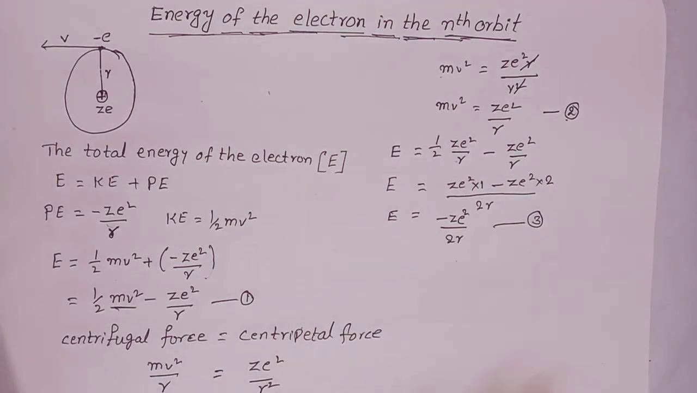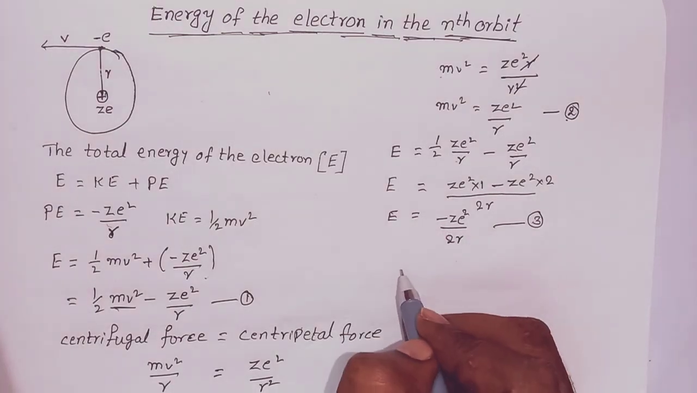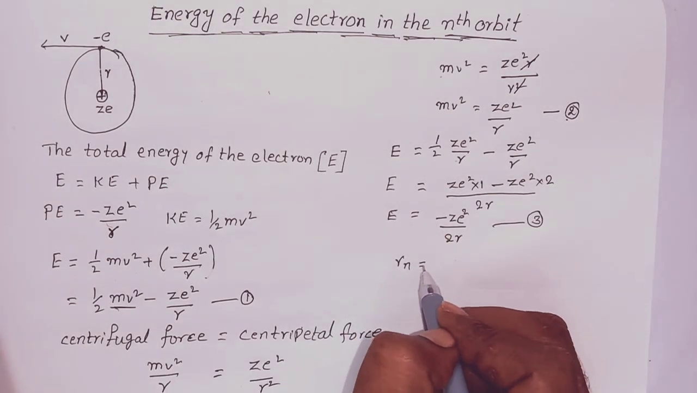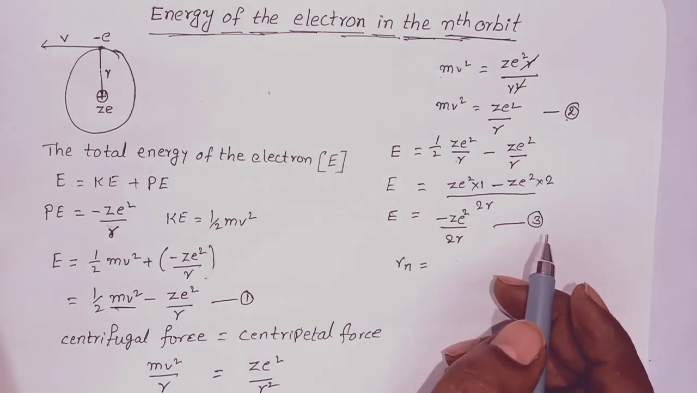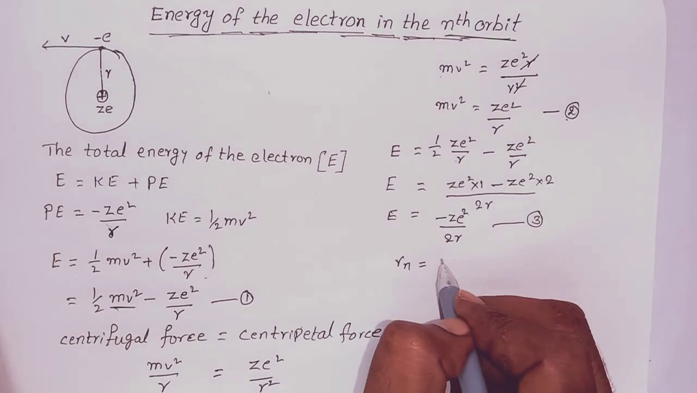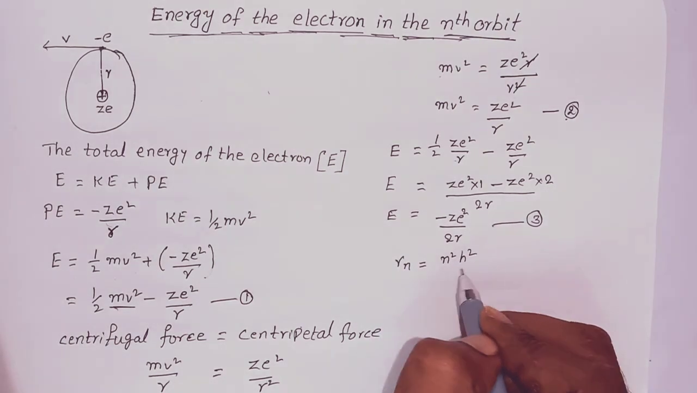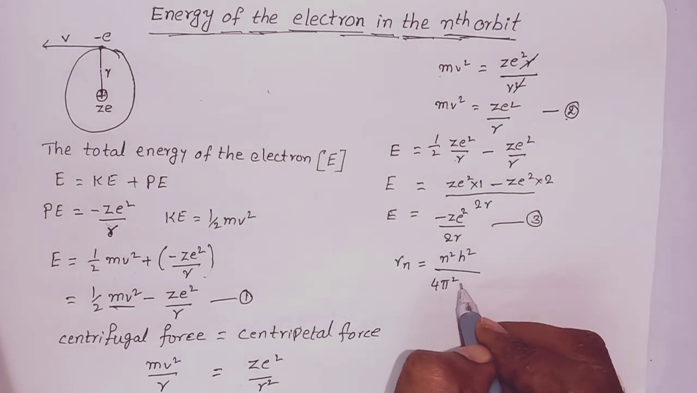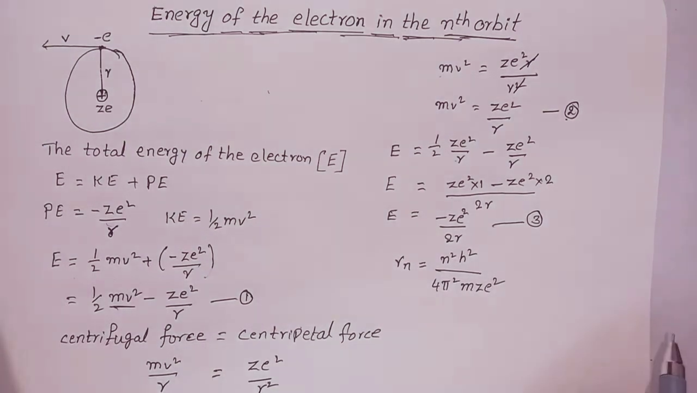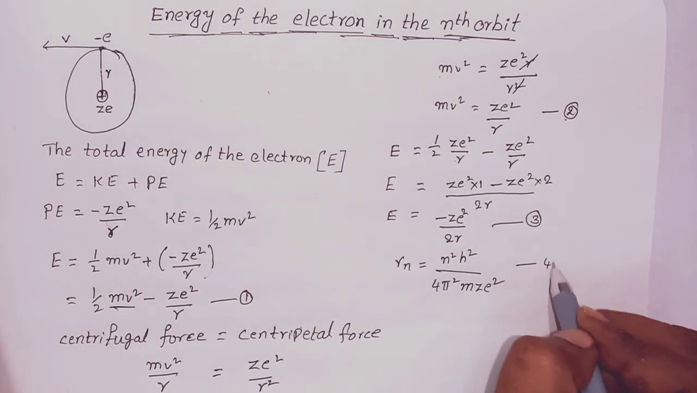So now what we have to do is, we know that in the previous video, in the earlier video, I told you the formula for the radius of the nth orbit and how it is derived, have a look at it once. So radius of the nth orbit rn equals n square h square by 4 pi square mze square. This is the fourth formula.